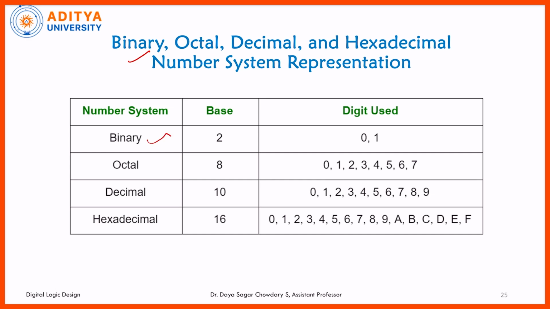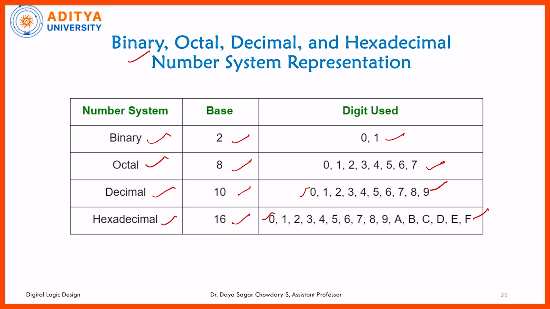So binary is base 2, so only 0 and 1 are the numbers we are using. And octal, 8 numbers totally, so from 0 to 7 we are using in the octal number system. Decimal, totally 10, so from 0 to 9 we are using. And hexadecimal, 16, 0 to F. We have already discussed this here.